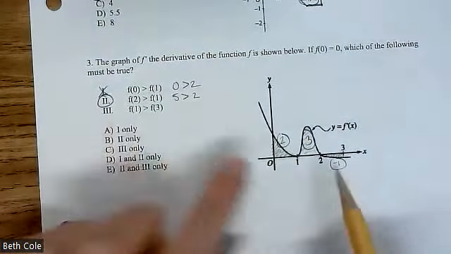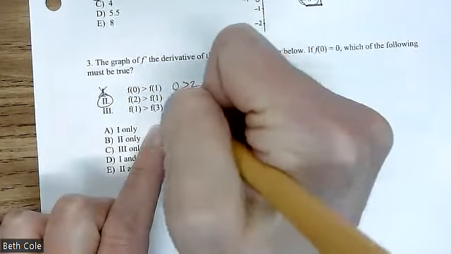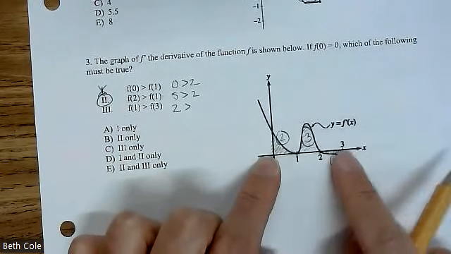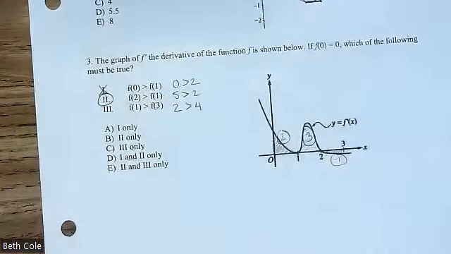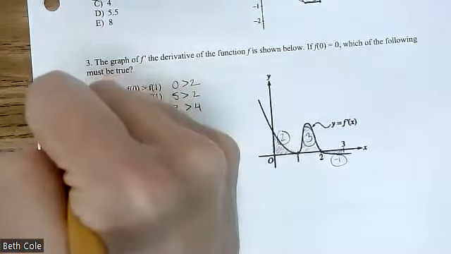All right, f of 1, we accumulate from 0 to 1, that is 2. Greater than, now f of 3 would be the whole way, so 4. So is that true or false? False. Okay, so we want 2 only, and that is B.